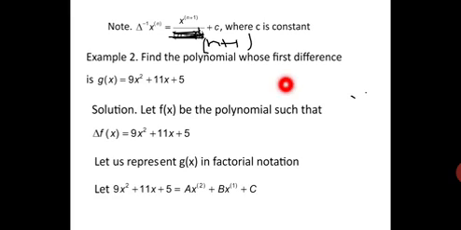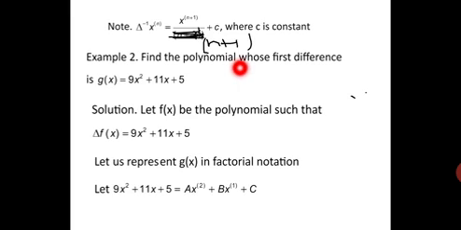Now we have one note: delta inverse of x factorial n is given by x factorial n plus 1 divided by n plus 1. That is, delta inverse of x factorial n is equal to x factorial n plus 1 divided by n plus 1, plus c, where c is a constant. We will solve an example on this so that we can understand it in a better way.